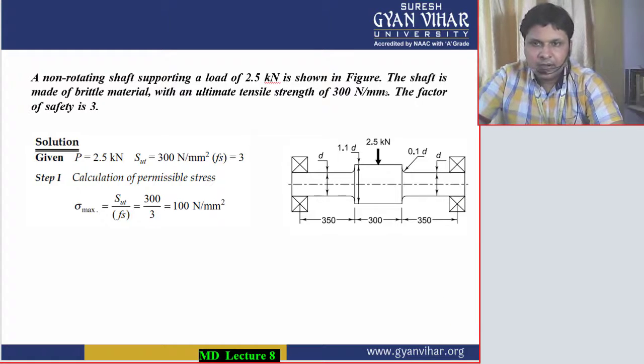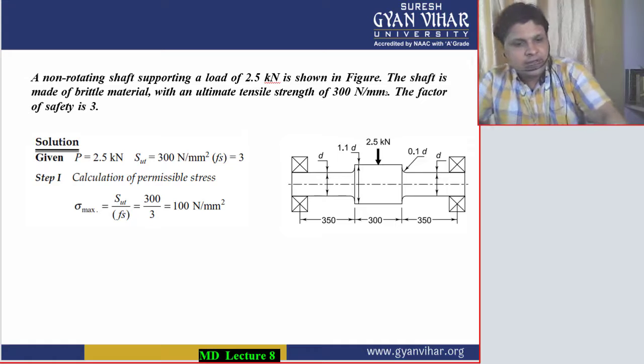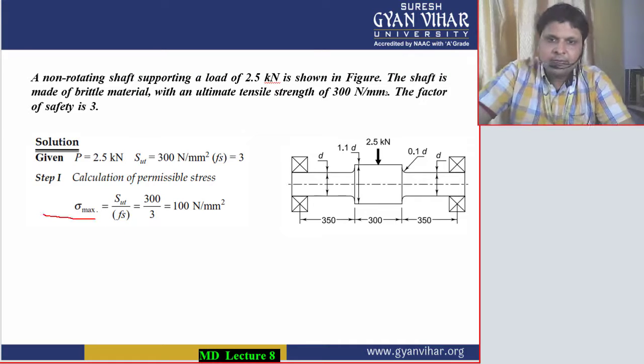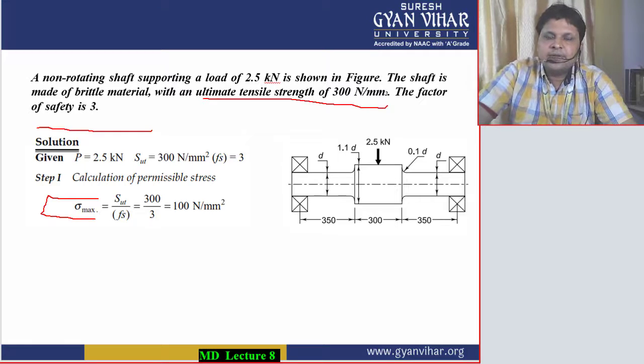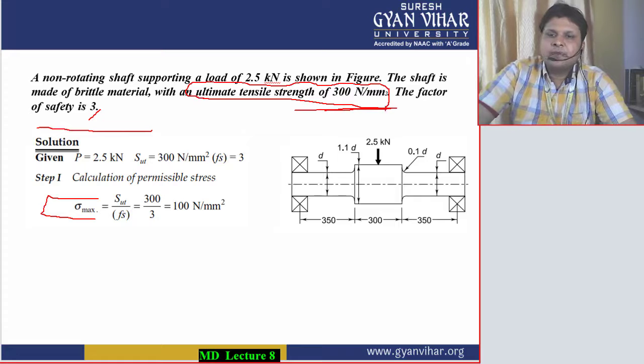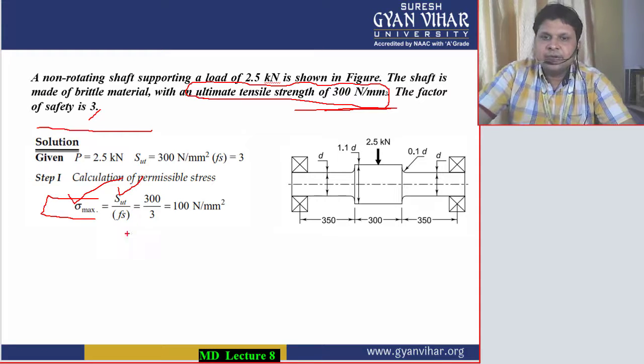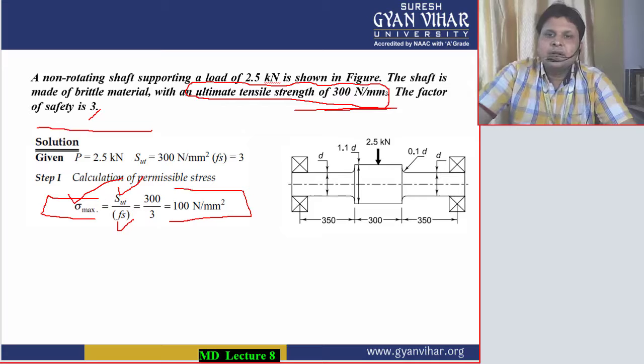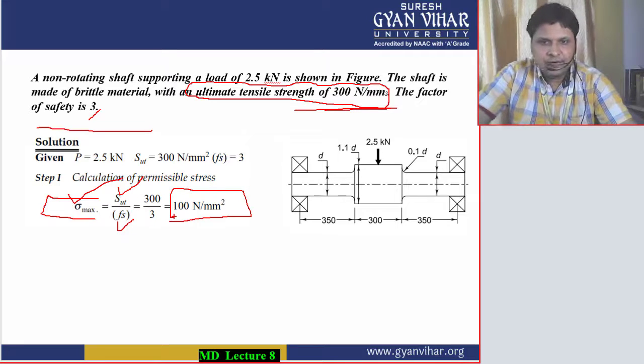Before that, one step has to be done at the earlier stage itself: what will be the maximum permissible value. The factor of safety is given to you, and the ultimate tensile strength value is also given. So designing can't be done by taking the ultimate tensile strength value. Why? Because the factor of safety is 3, it is not 1. If it were 1, we would have taken this value as the maximum. Since it is not 1, we will find the maximum normal stress by dividing the ultimate tensile strength SUT by the factor of safety. So 100 is the permissible maximum stress value which we will take for designing.